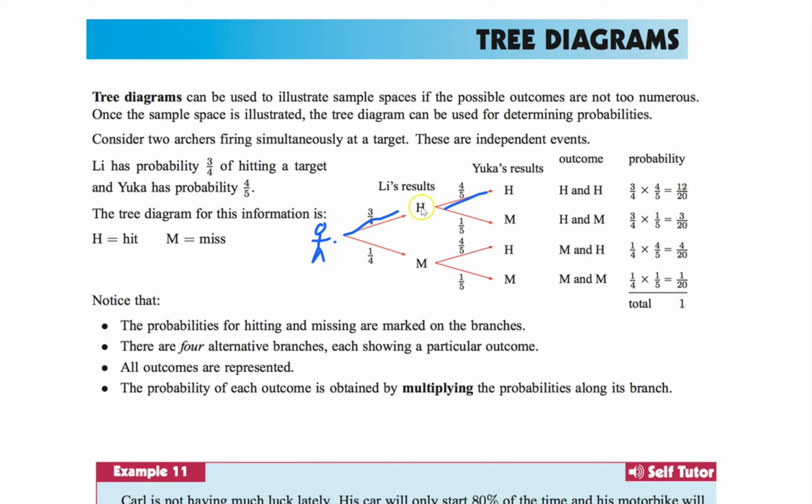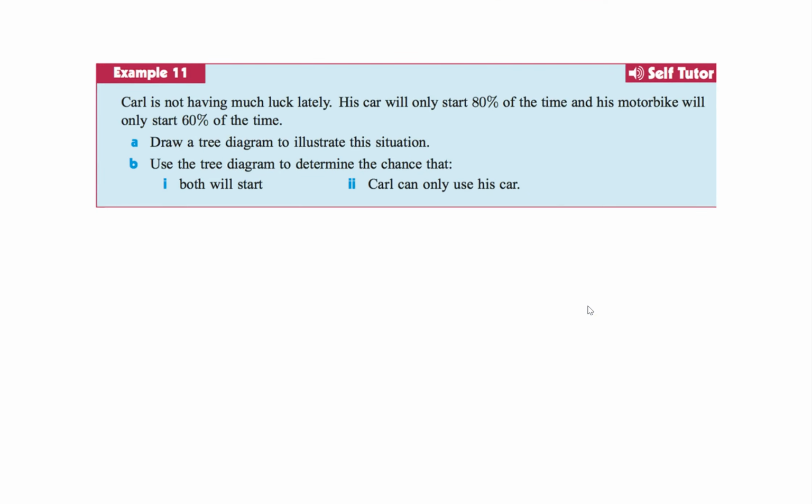What's the odds Lee gets a hit and Yuka doesn't? Hit, miss, and you just get that probability. Lee misses, Yuka doesn't, miss, hit, and if most probably they both miss, you just go miss, miss. That's kind of the way it works. So let's make our own right here. So the best way to do this is by example.